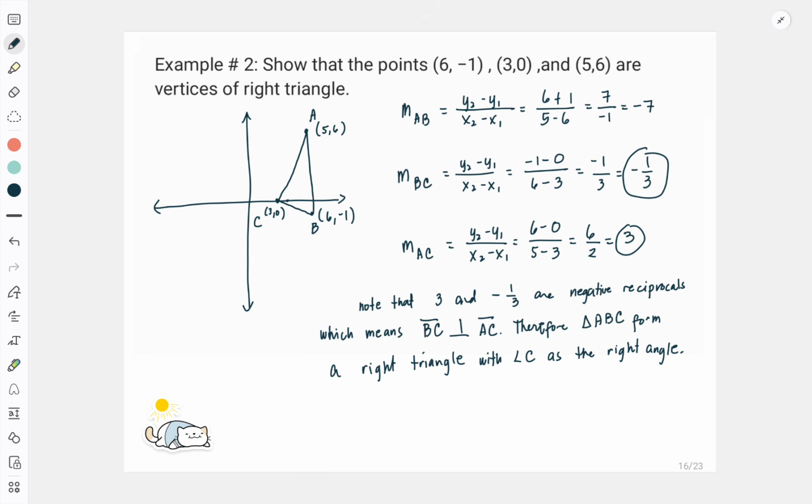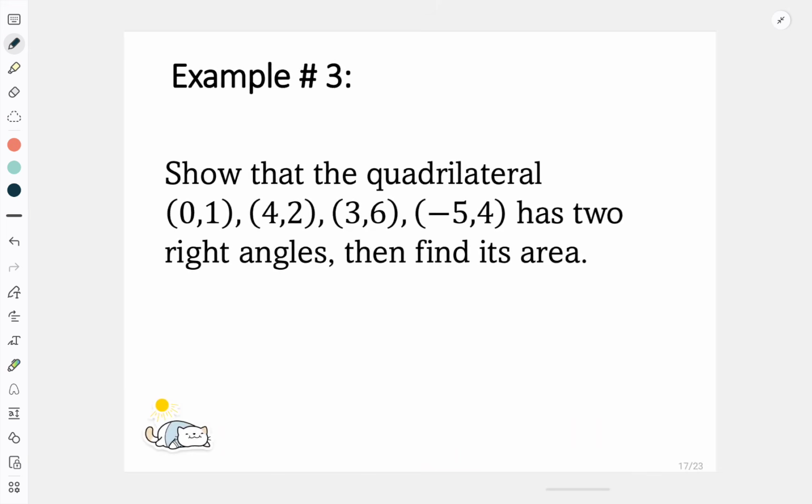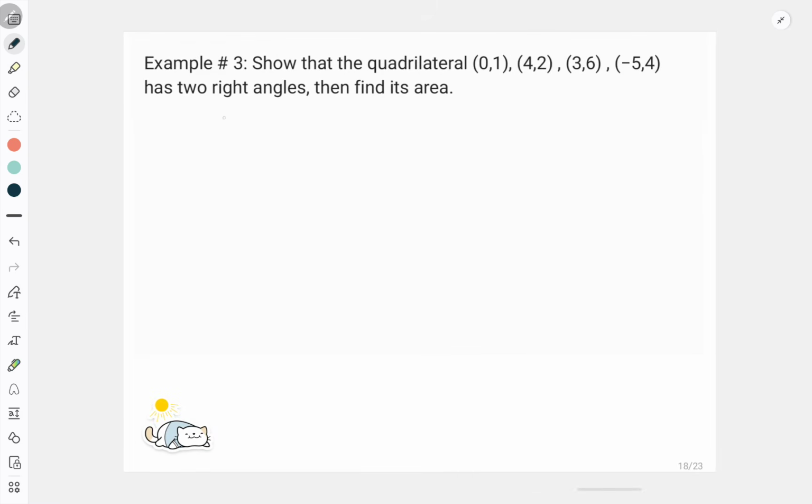Okay? Then, let's have the last example. Show that the quadrilateral 0, 1, 4, 2, 3, 6, and negative 5, 4 has two right angles, then find its area. So, what do we do here? We just get all the slopes of these points, and then just show that they will have perpendicular lines. So, two pairs of perpendicular line segments for us to say that this quadrilateral has two right angles. Okay, let's graph first.